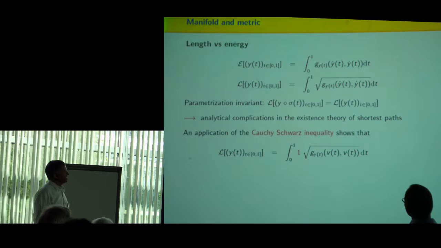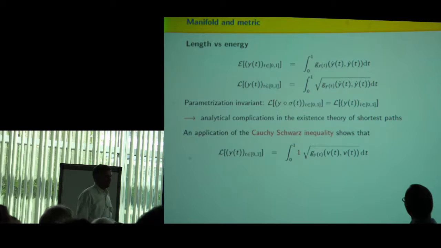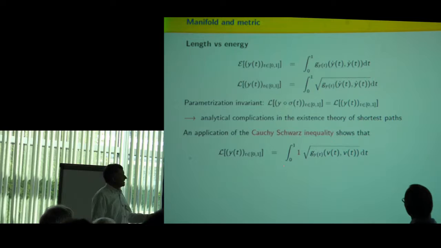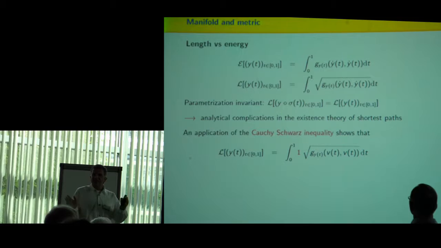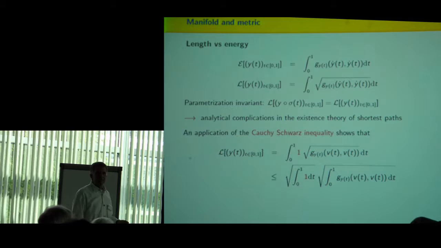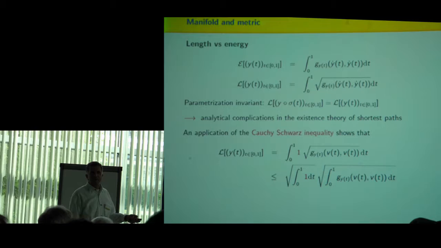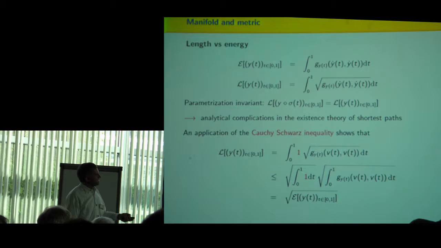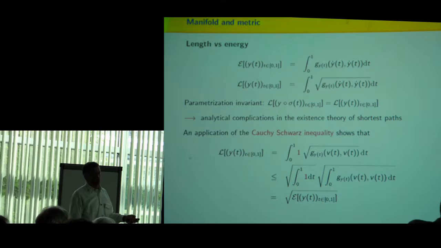And there's a very simple observation. If we start with the path length, we insert here just a 1, and then we have an integral over two factors, the 1 and the square root, and this is a scalar product. We can use the Cauchy-Schwarz inequality. The scalar product can be estimated by the norm of the two objects, but this object is here 1. So what we see is that the length can be estimated from above by the square root of the path energy. This is one of the fundamental facts of geometry.